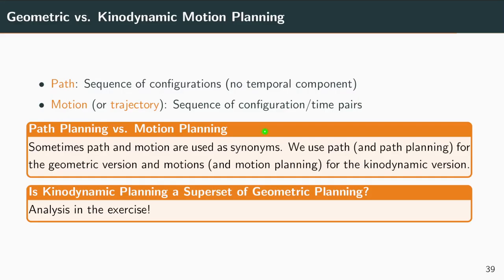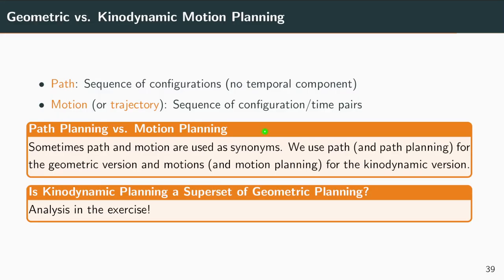And that also means that if we do geometric planning, that means we do path planning. If we do kinodynamic planning, then that is really what I would call motion planning. Sometimes people in the literature mix those things up. We try to be more specific here. Just be careful.